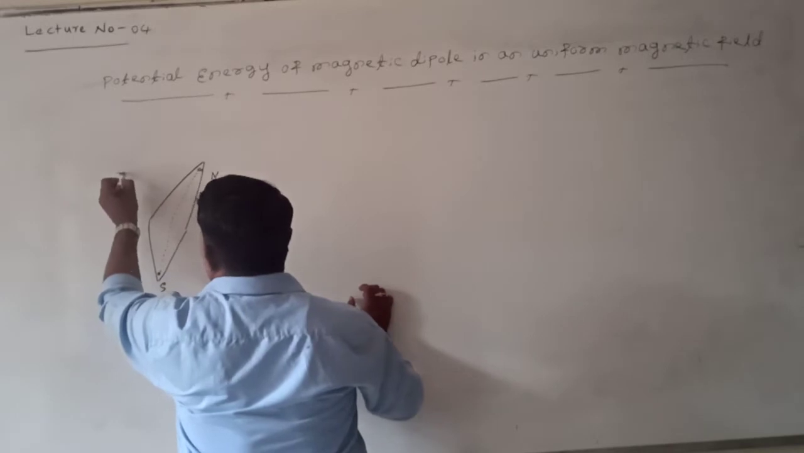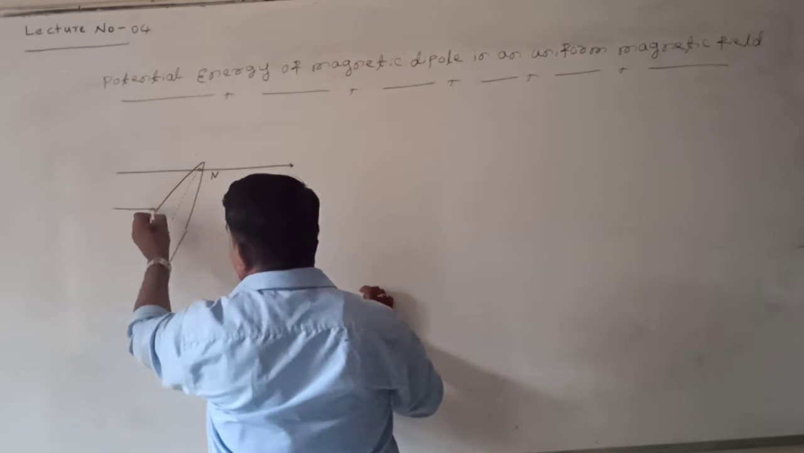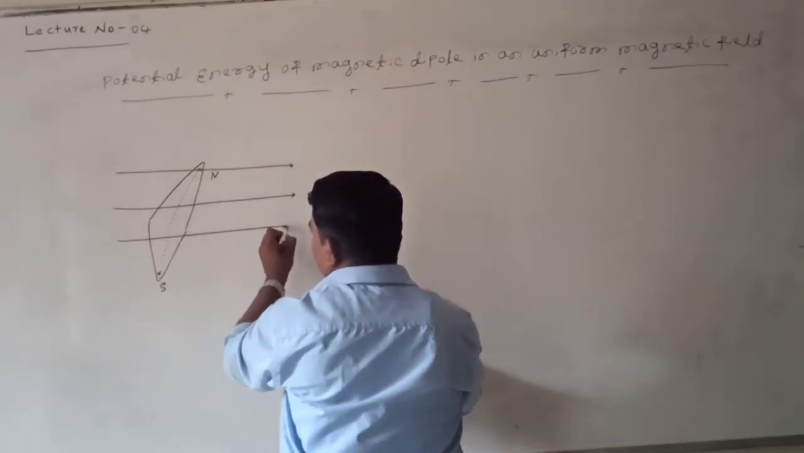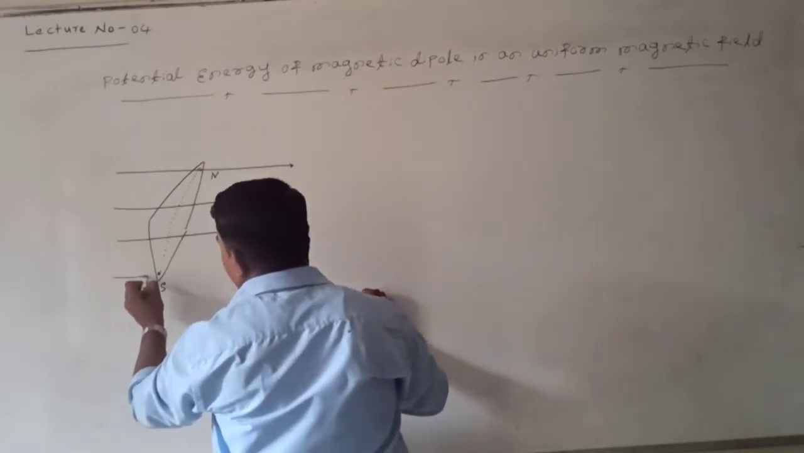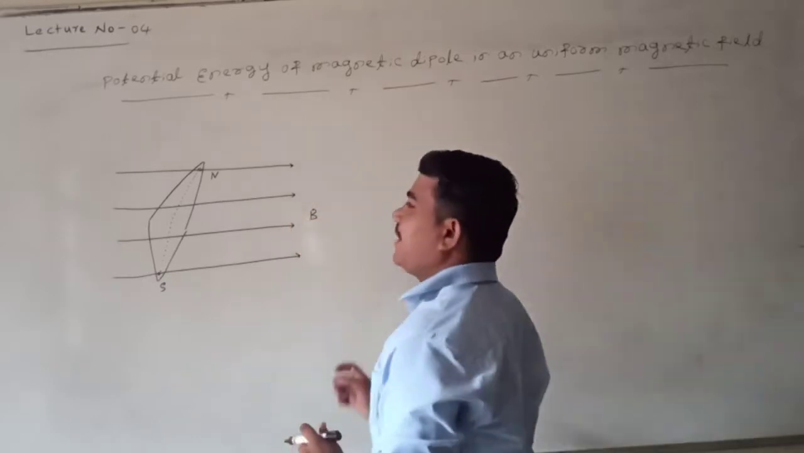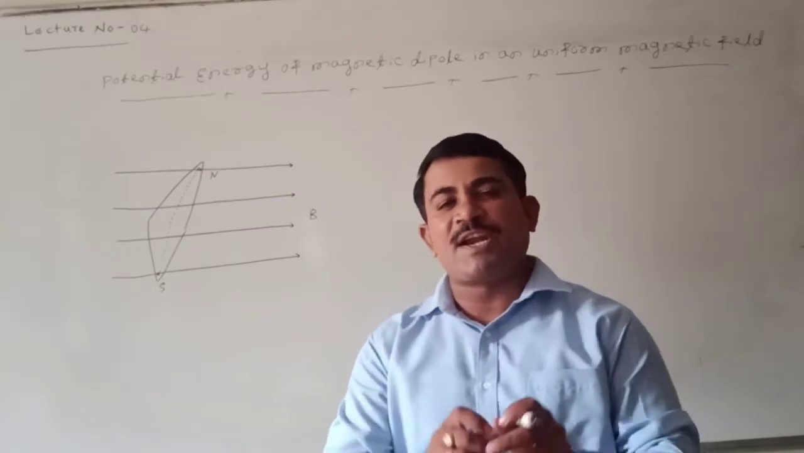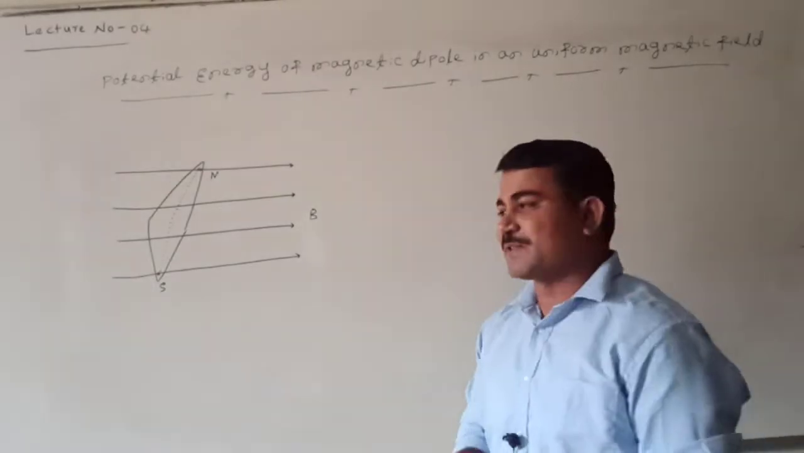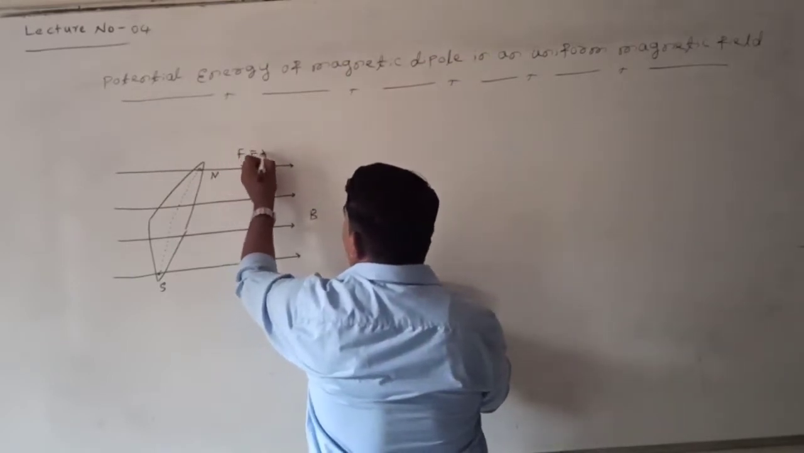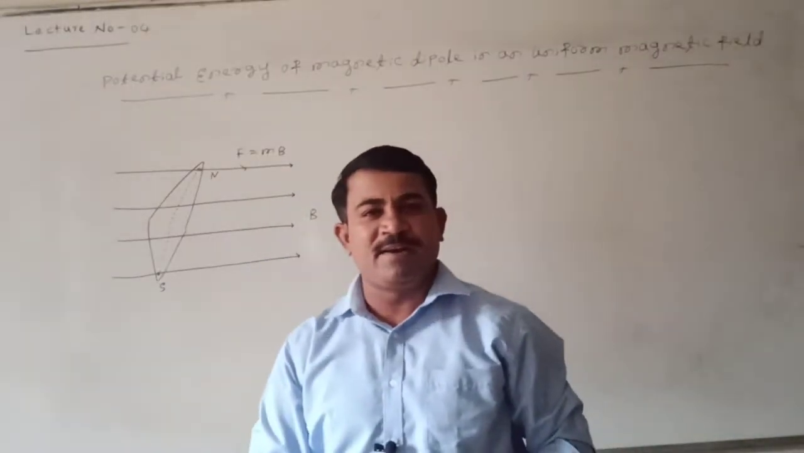Now I would like to take uniform magnetic field lines. These are nothing but uniform magnetic field lines, and the value of the field is B. Now, in the presence of magnetic field B, the north pole experiences a force. How much force? That force is equal to small m into B. What is small m? Pole strength of the magnetic needle.